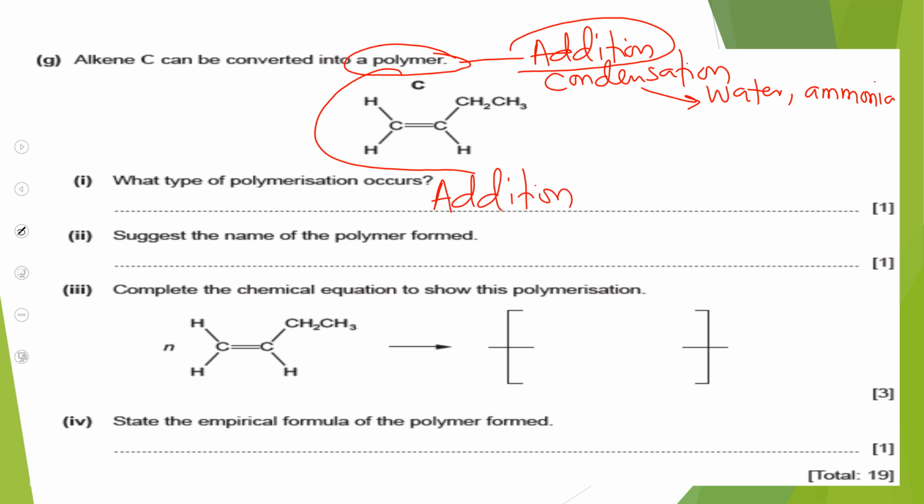Whenever we're dealing with alkenes like this, we basically do addition polymerization. Now the name of the polymer formed. This substance has 4 carbon atoms, so it is butene. The polymer is polybutene. So we can either write polybutene or poly(but-1-ene).